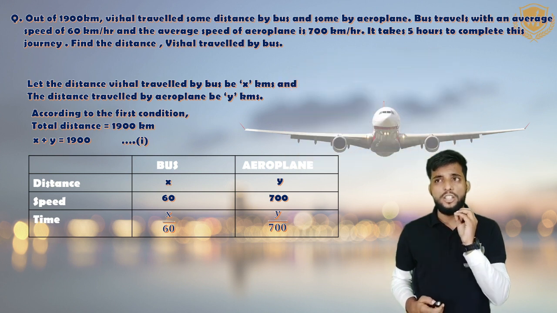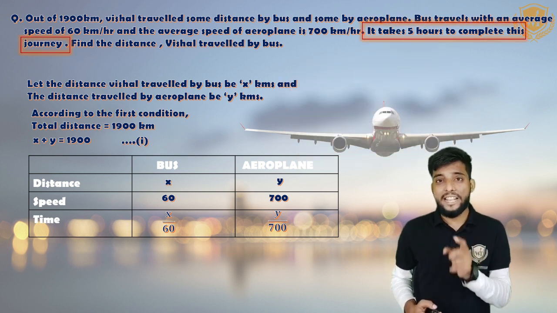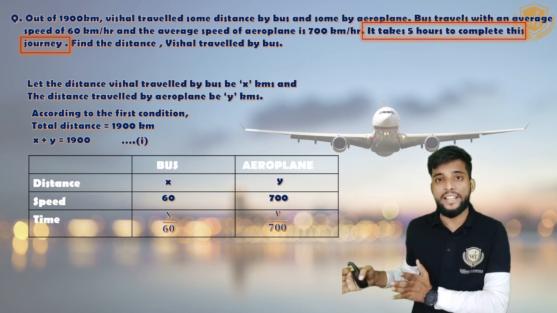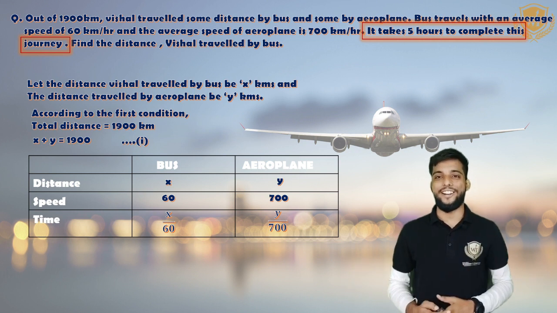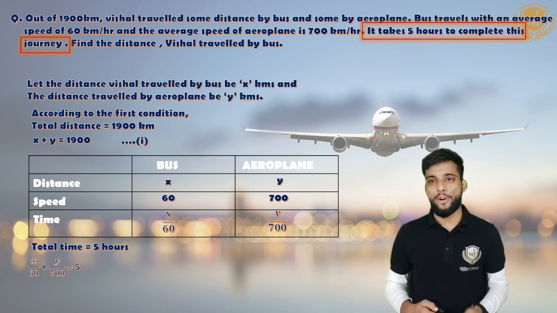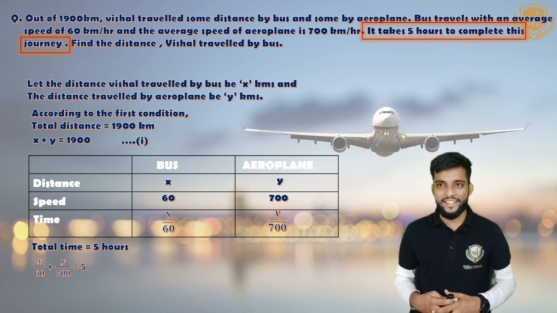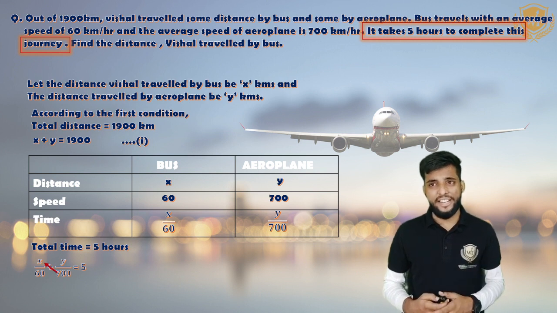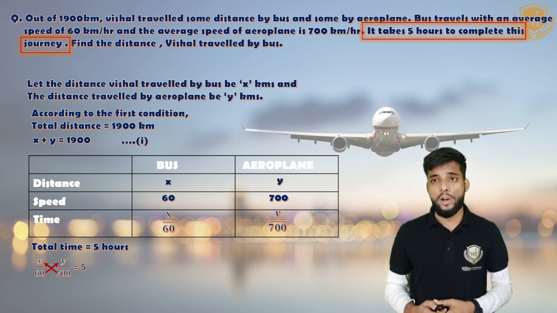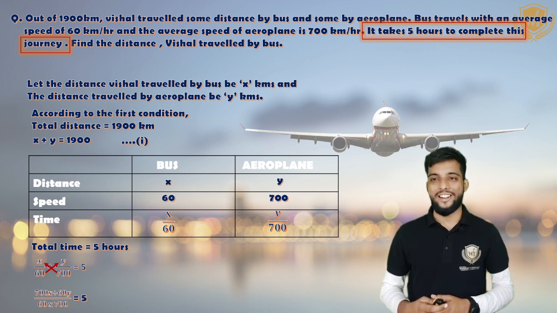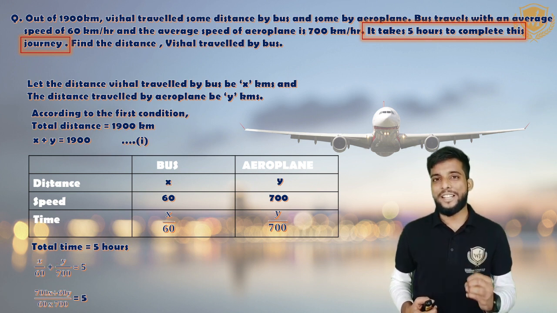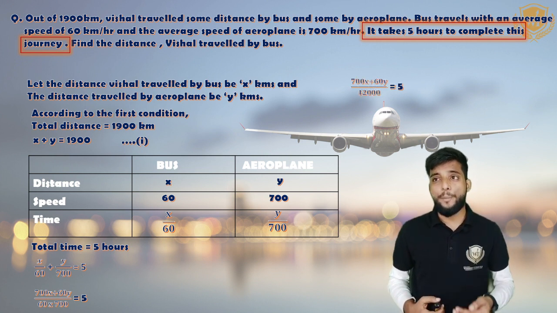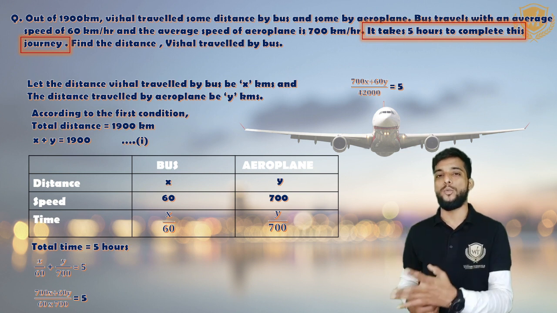Again students, if you focus, in the question it is given that it takes 5 hours to complete this journey. Meaning if we combine the time of the bus and the time of the aeroplane, we get 5 hours. Meaning we have x upon 60 plus y upon 700 equals to 5. Let us solve this with the LCM method. We'll have 700 into x plus 60 into y upon 60 into 700 equals to 5. Let us multiply the denominator, student. So we have 700x plus 60y upon 42,000 is equals to 5, students.